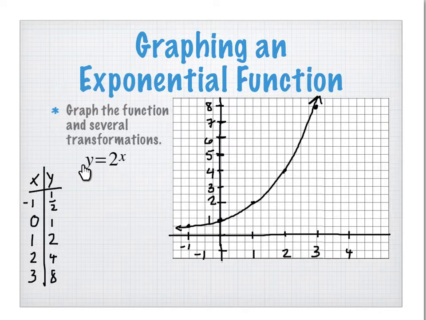And the next one we're going to graph, we're going to do a stretch. So let's change to red. Let's graph y equals 2 times 2 to the x. Well, everything is going to be twice as tall. It's a vertical stretch. It makes everything taller by a factor of 2, so it doubles the height of each one.